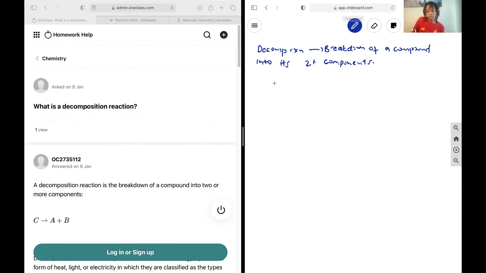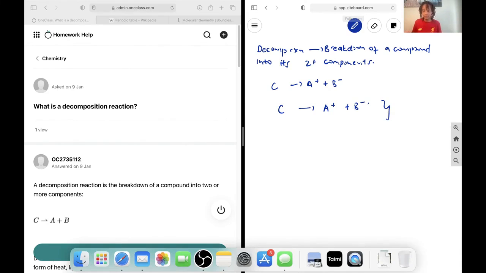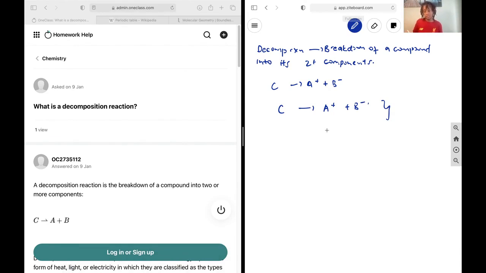Let's say we have compound C that is made from the two ions positive A and positive B. When we talk about decomposition, that would mean that it is going from this state, from the compound state into its two constituents. It would usually take place with the addition of energy, and depending on the type of energy that you are adding in order to cause that breakdown, it would be classified under a different name.